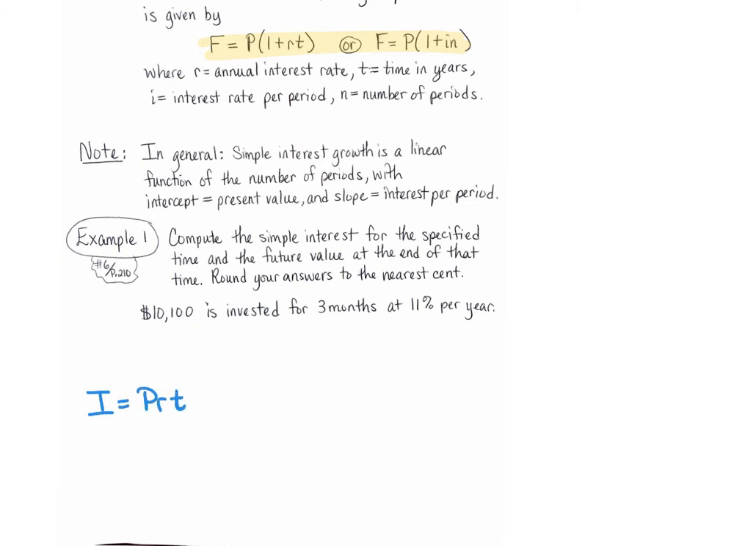So let's see what we have. P is 10,100. R is equal to 11%. Now 11% is equal to 0.11. Okay, remember per 100. And T, it says that we are invested for 3 months out of the year. So that means that T is equal to 1/4, right? Because there's 12 months in the year. Okay, so 3 out of 12 is 1/4.